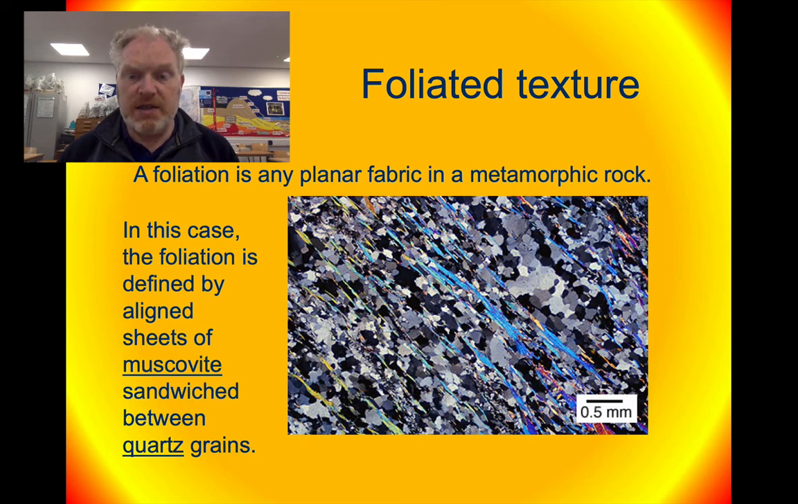In this particular case, you can see sheets of the bright blue muscovite mica sandwiched in between the grey quartz grains. So we can tell by looking at this rock that we've got this alignment because those muscovite crystals are all aligned in the same sort of direction, and that'll be at 90 degrees to the pressure that was applied to that rock. So clearly, a foliated texture is going to be one that grows where the pressure is high.